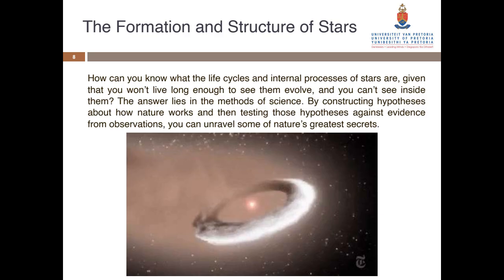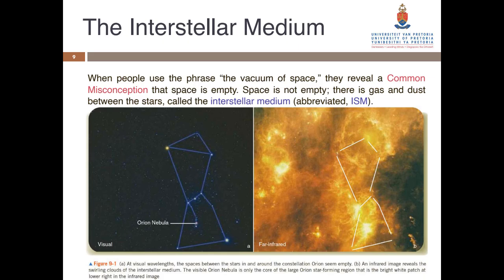So how can you know what the life cycles and internal processes of stars are, given that you won't live long enough to see them evolve, and you can't see inside them? The answer lies in the methods of science. By constructing hypotheses about how nature works, and then testing those hypotheses against evidence from observations, you can unravel some of nature's greatest secrets.